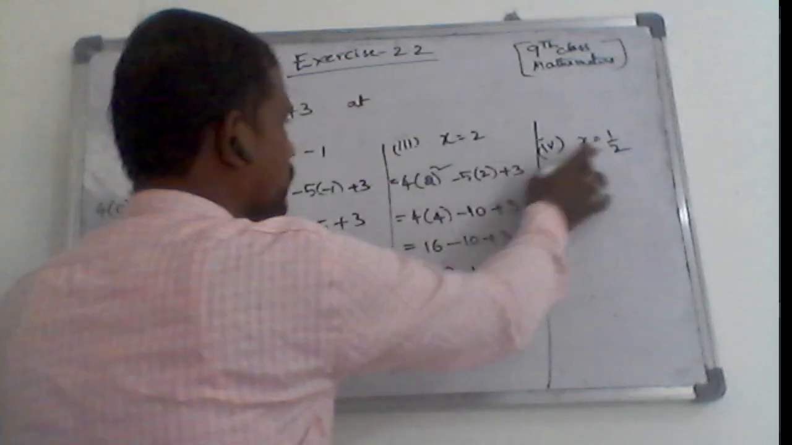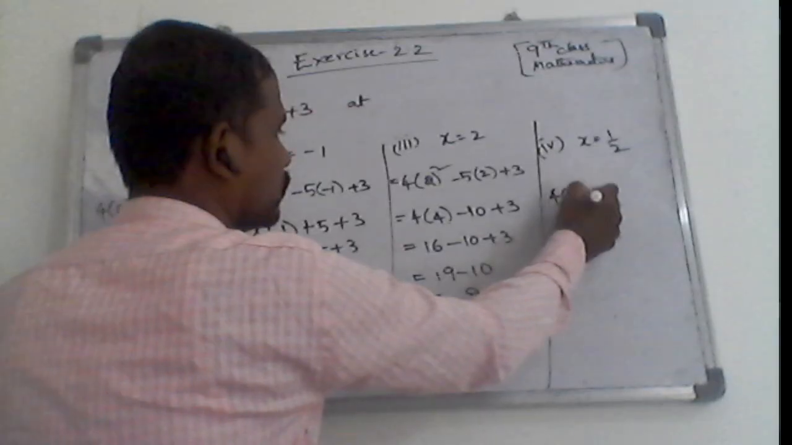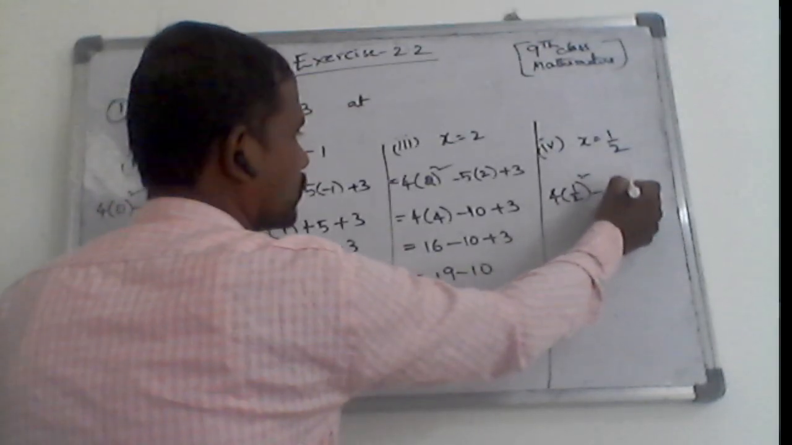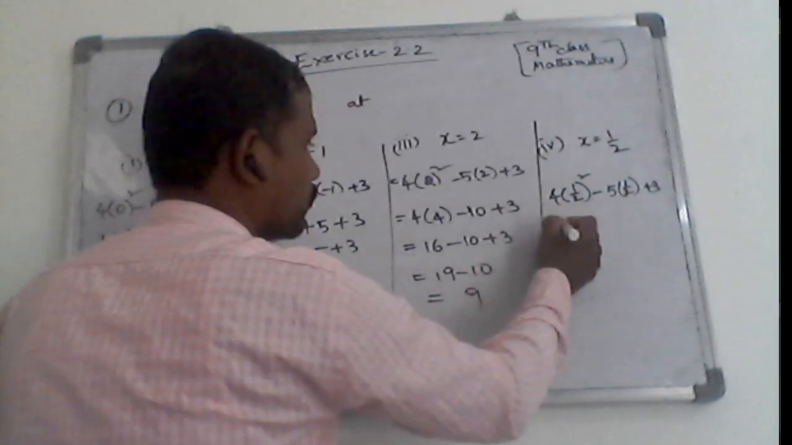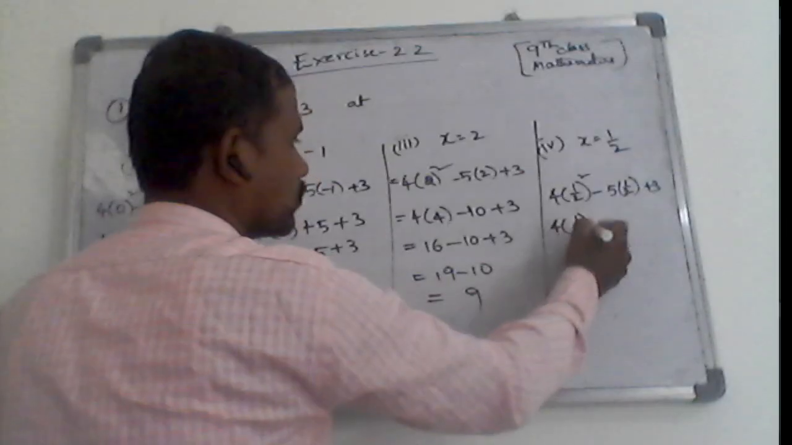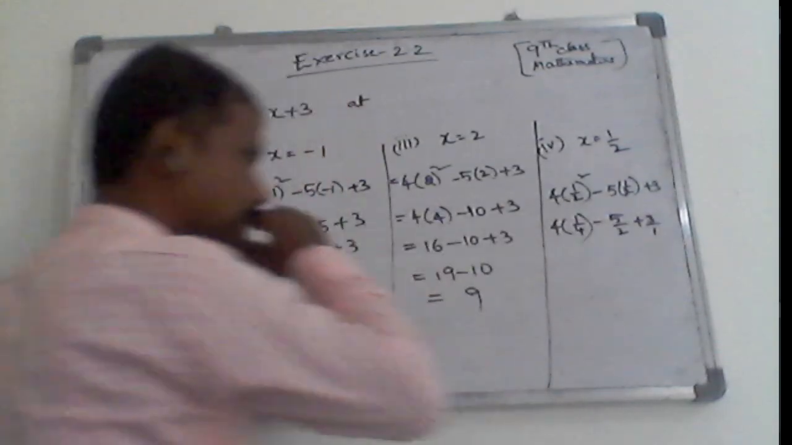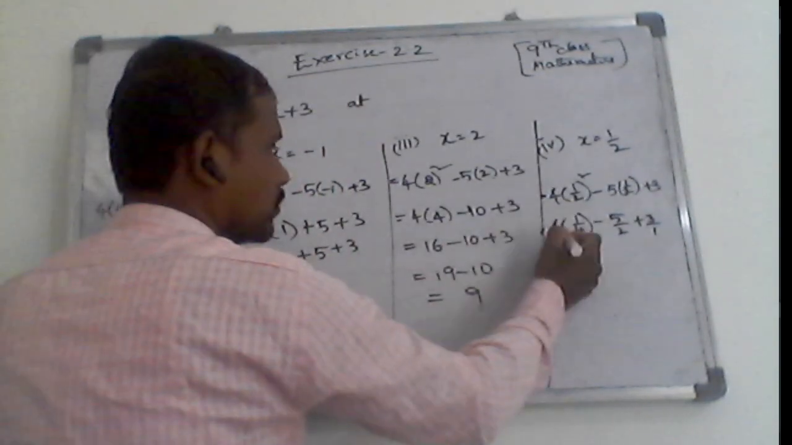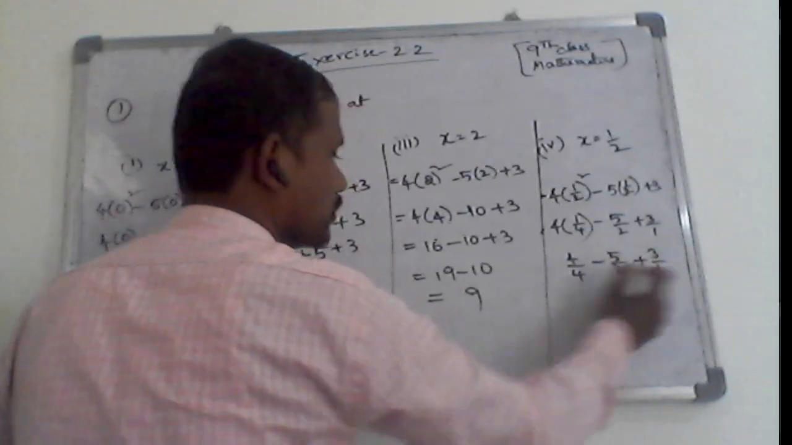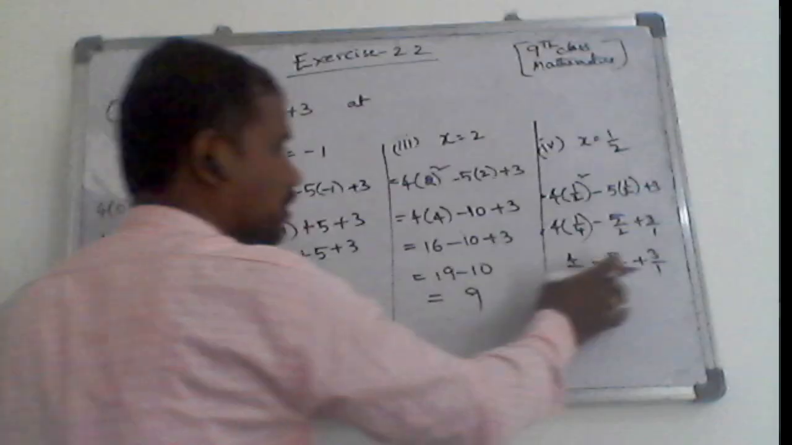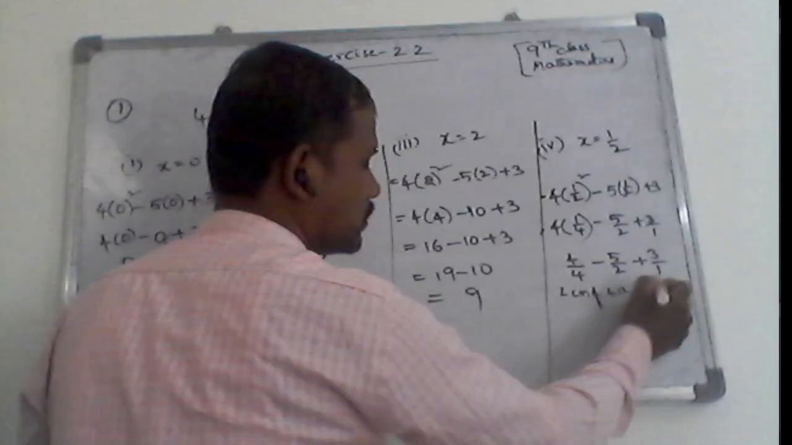Next one, here x equal to 1 by 2. So 4 of 1 by 2 whole square minus 5 of 1 by 2 plus 3. So 4 into 1 by 2 whole square, 4, minus 5 into 1, 5 by 2, plus 3 by 1. So 4 ones are 4, 4 by 4 minus 5 by 2 plus 3 by 1. Find the LCM of the denominators 4, 2, 1. LCM of 4, 2, 1 is 4.